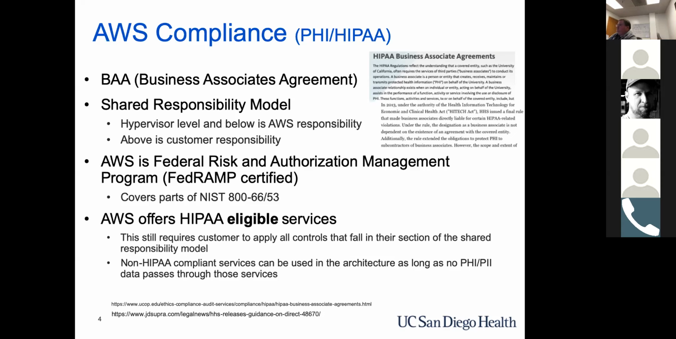So AWS offers HIPAA eligible services, and a lot of our research customers assume that, okay, it's HIPAA eligible, so I must just be able to use it as is, and that's not really the case at all. You still have to build in a lot of those controls around those HIPAA eligible services to make sure that you're actually HIPAA compliant.